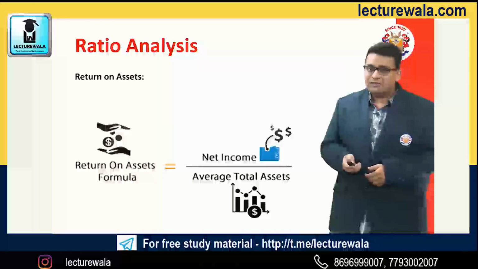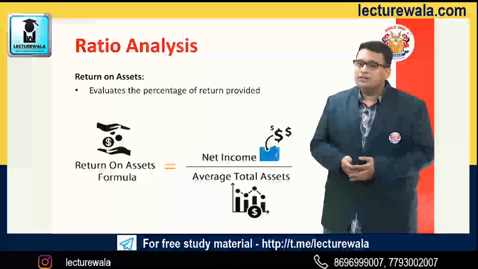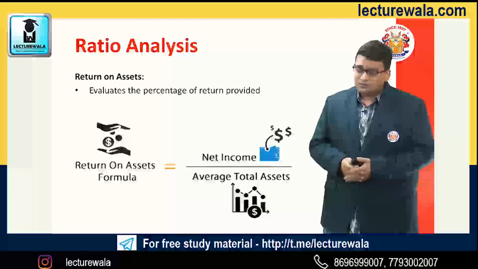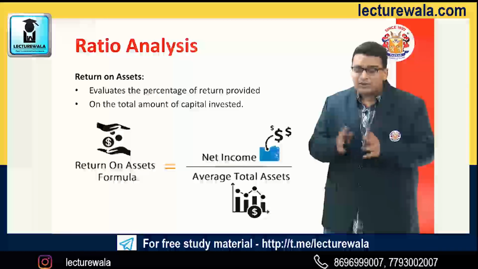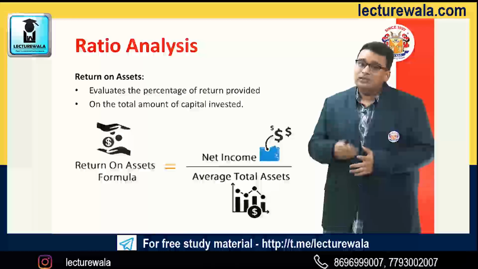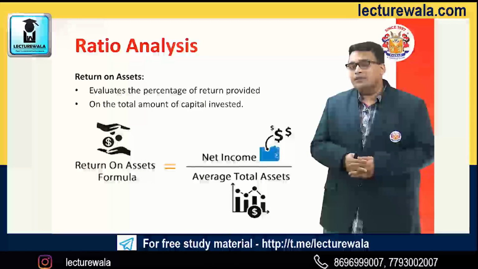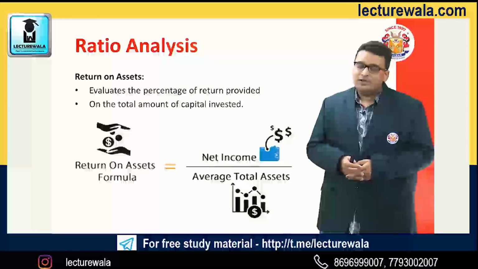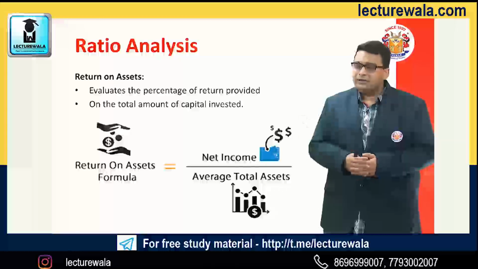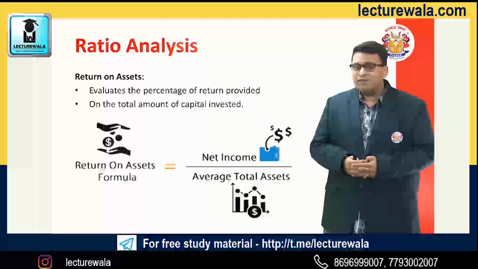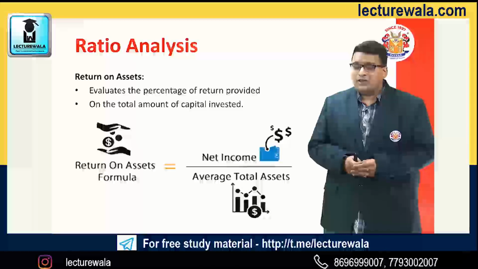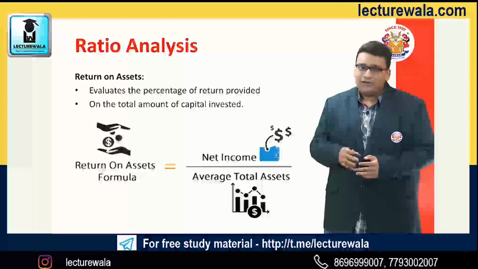And that is the thing which has been said. It wants to say only that, in generating the income, how much is contributed by the capital invested in the company, and we have the capital investment in our assets only, and that is what the formula also says. This formula says net income divided by average total assets. Net income means whatever you are earning, divided by average total assets.